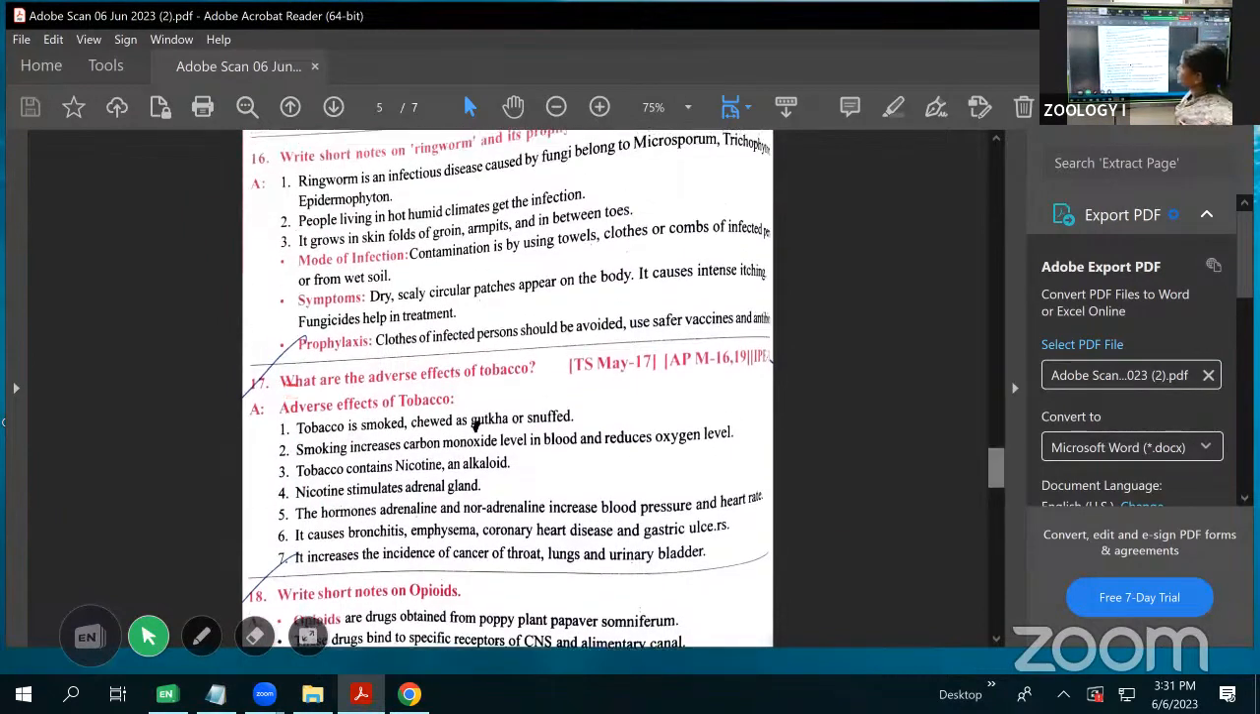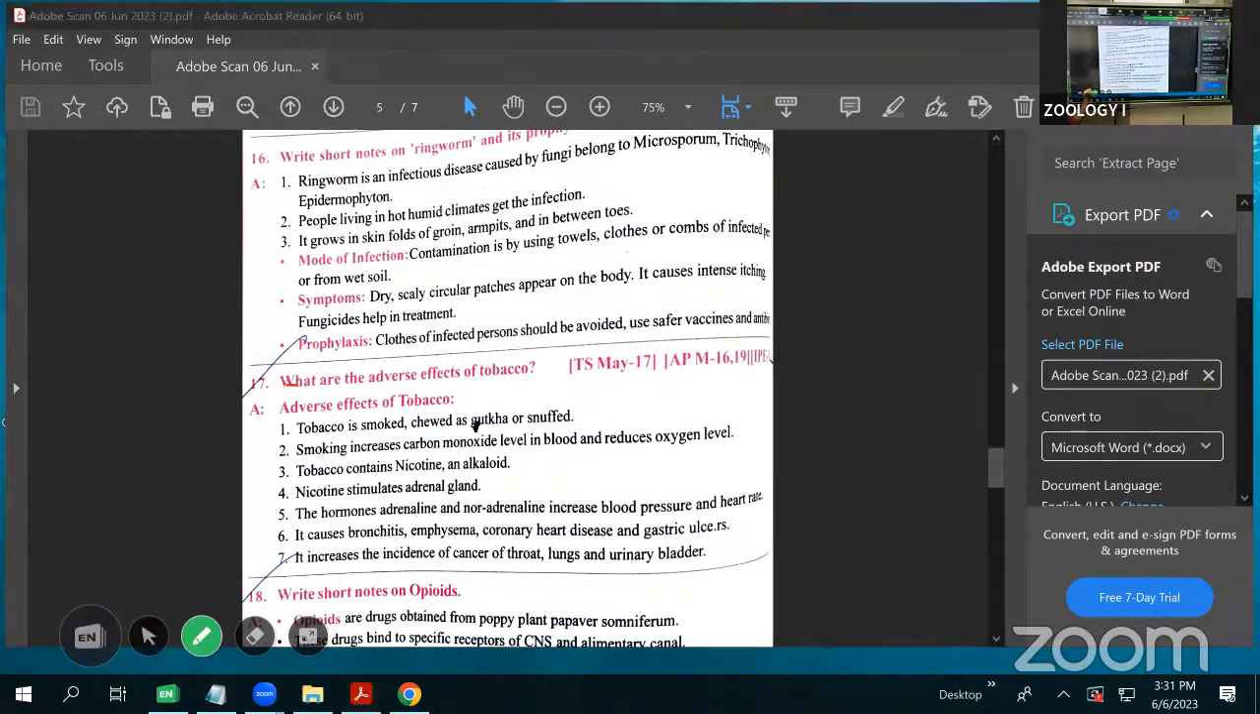Tobacco adverse effects. Here we are taking the tobacco. What are the effects? In this answer, we are going to discuss the symptoms. Mainly the tobacco is smoked, chewed as gutka, or snuffed. Any type of tobacco intake, smoking, chewed, gutka, or snuffed.